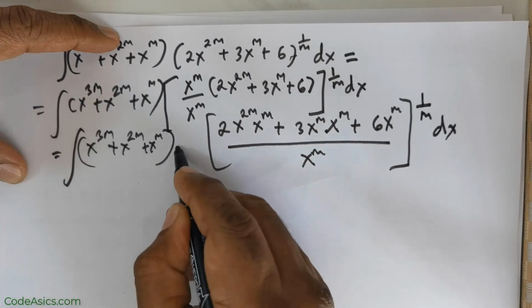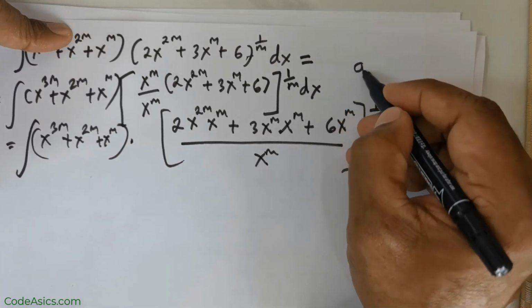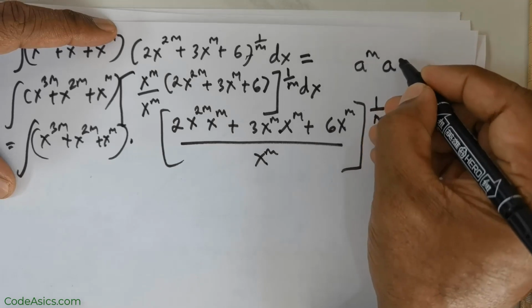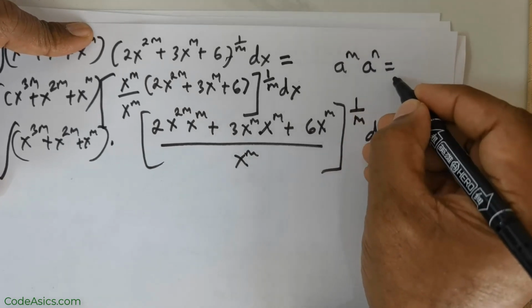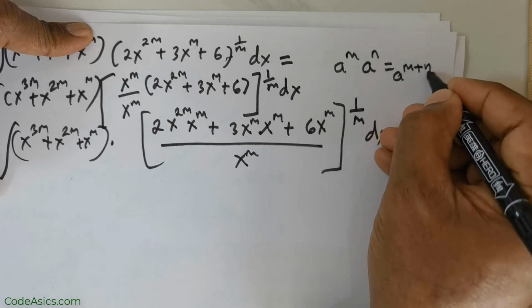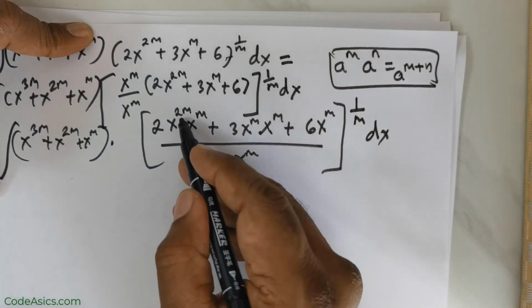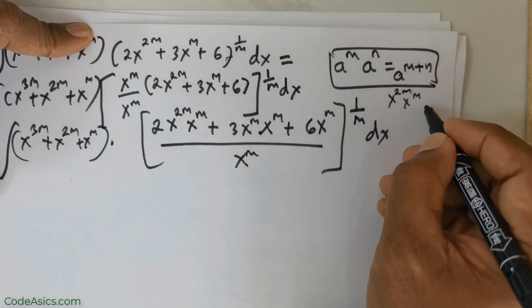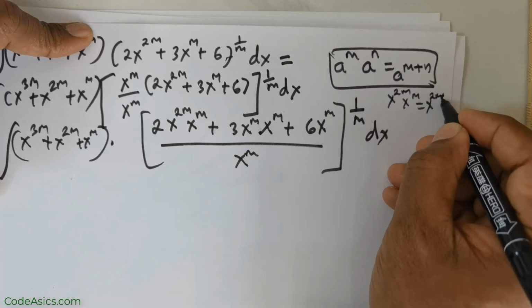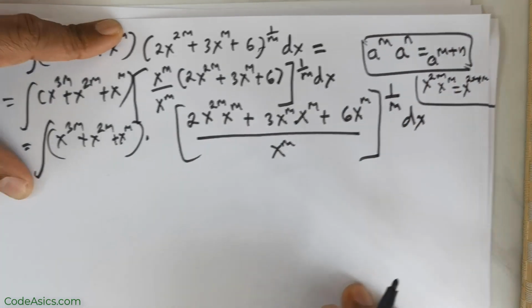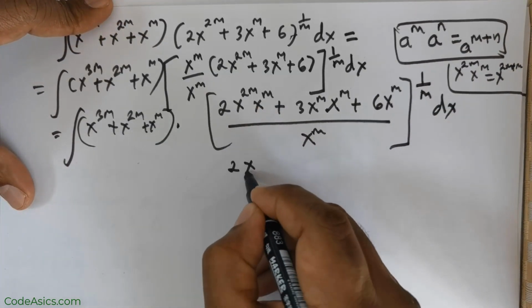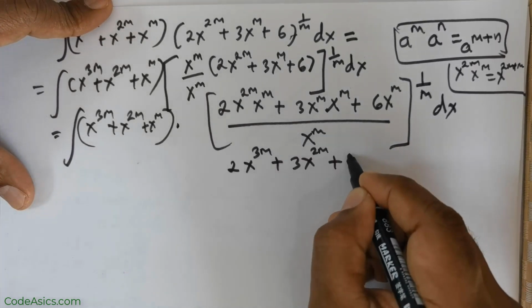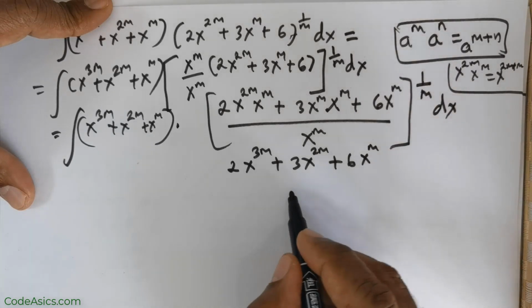power of m. Right? Now we are going to use this formula, a raised to the power of m multiplied with a raised to the power of n is equal to a raised to the power of m positive n. Now in this case, x raised to the power of 2m multiplied with x raised to the power of m, this is nothing but x raised to the power of 2m plus m, right? So this is going to be 2 times x raised to the power of 3m plus 3 times x raised to the power of 2m plus 6 times x raised to the power of m.